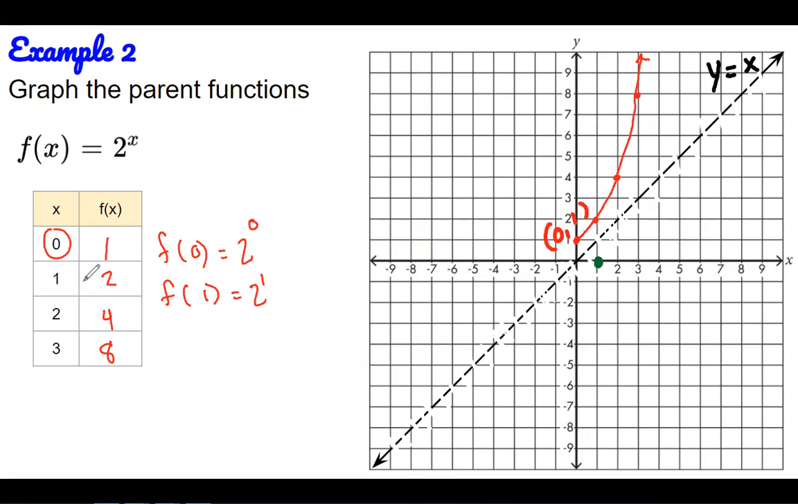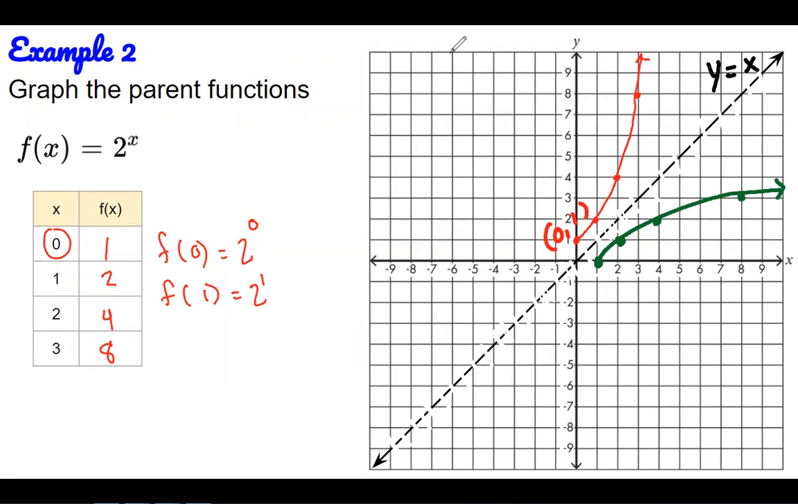Now my next point was at (1, 2). What do you think it will be? (2, 1). The next one was at (2, 4). (4, 2). The next one, (8, 3), and so on and so forth. So we're going to go ahead and graph our logarithm function.